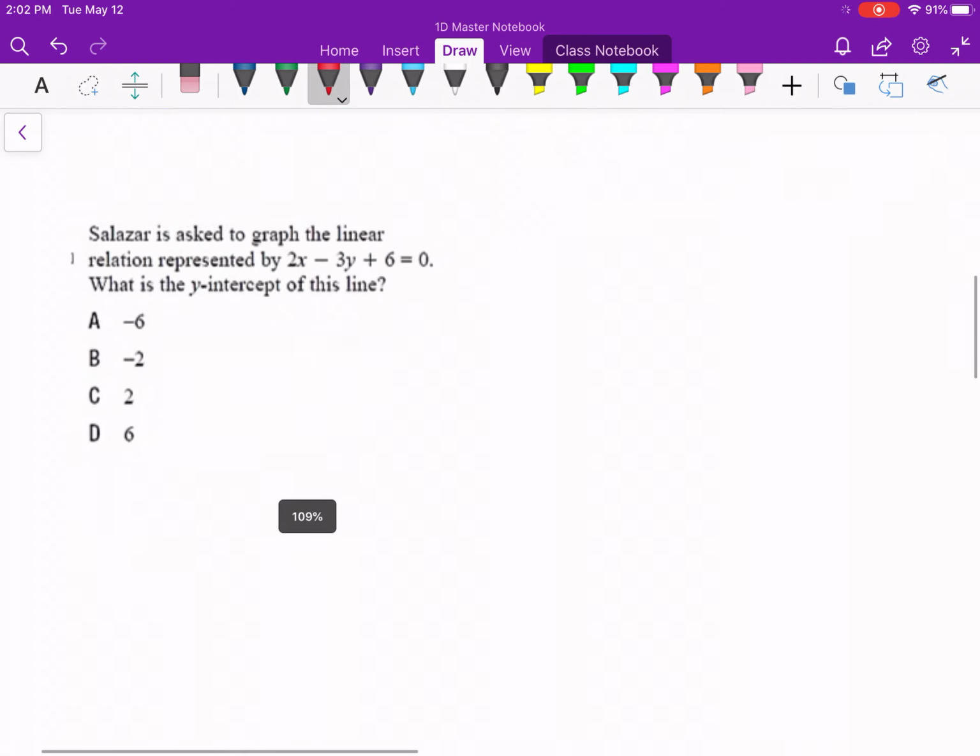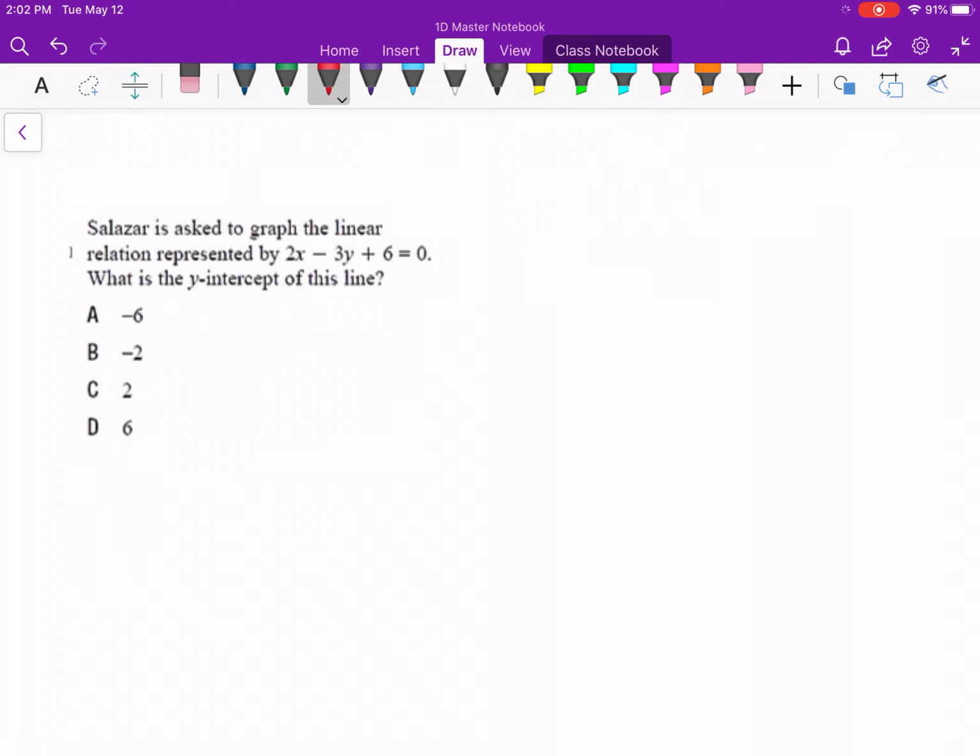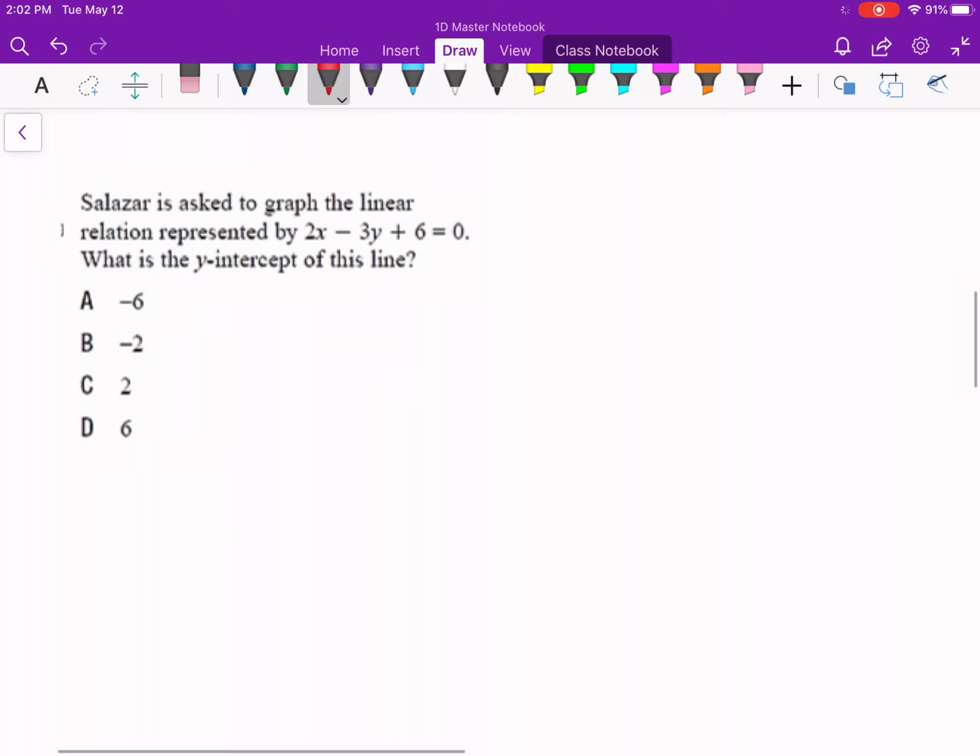Now here's a few different types of questions that you're going to see. This first one was taken from the provincial math test. It's the kind of style you often see for multiple choice questions on the EQAO provincial math test. So let's just take a look at it. Salazar is asked to graph the linear relation represented by 2x minus 3y plus 6 equals 0. What's the y-intercept of this line?